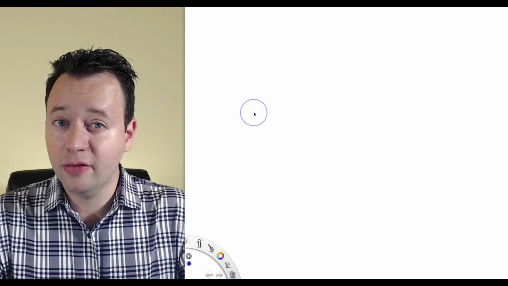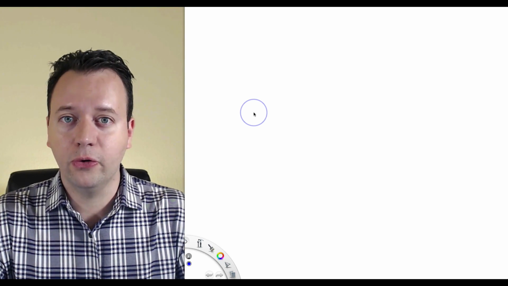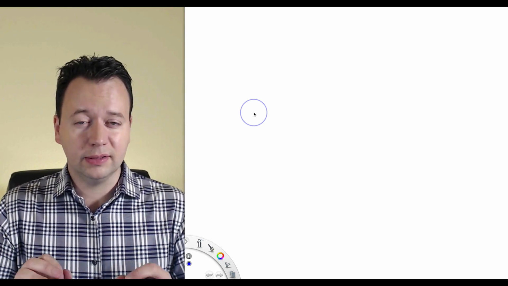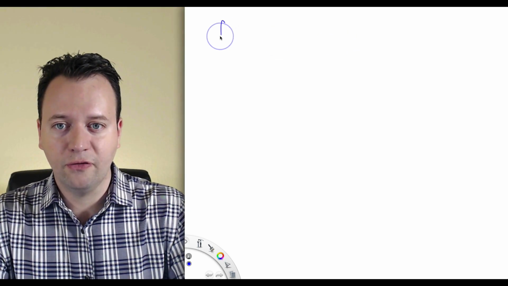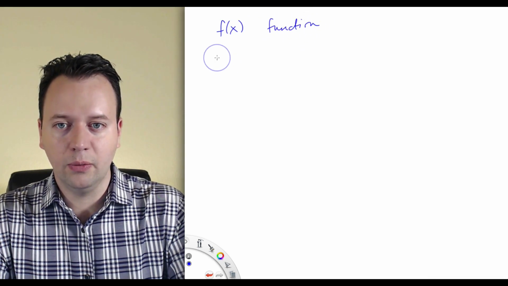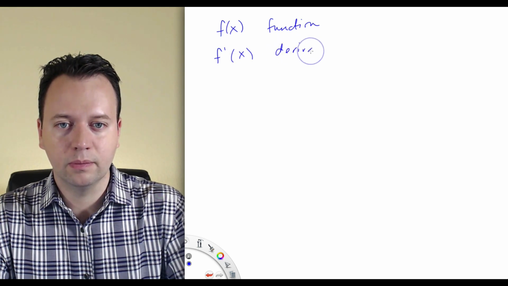Next, we'll be taking a look at the notation used to denote derivatives and also the units of a derivative of a function. So two important things to be aware of. The first one: if we have a function f of x, then we said that its derivative is denoted with a prime.